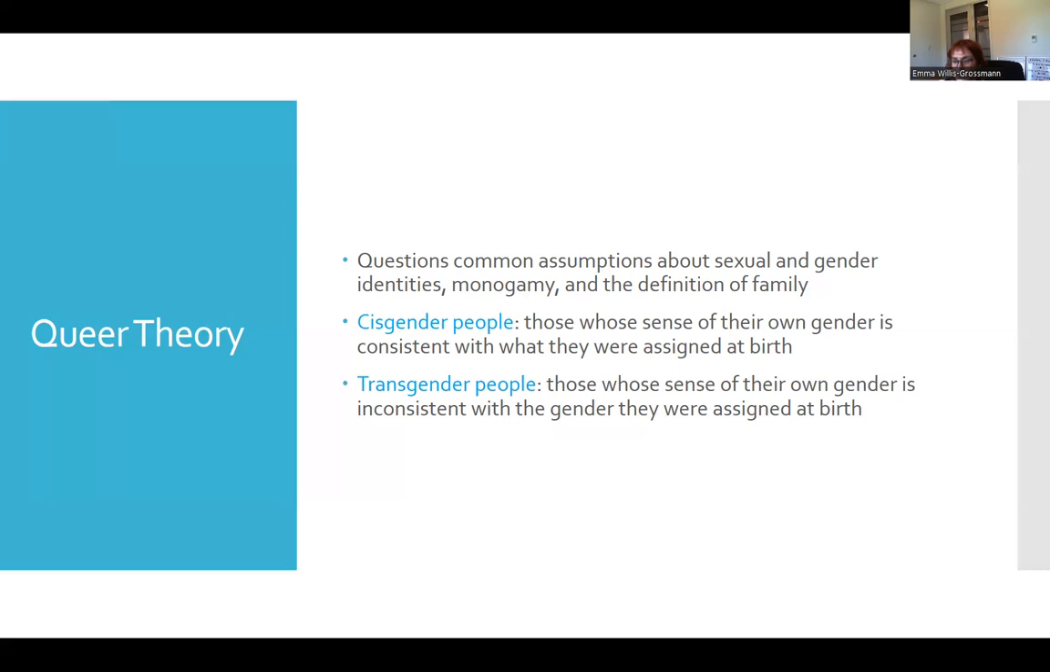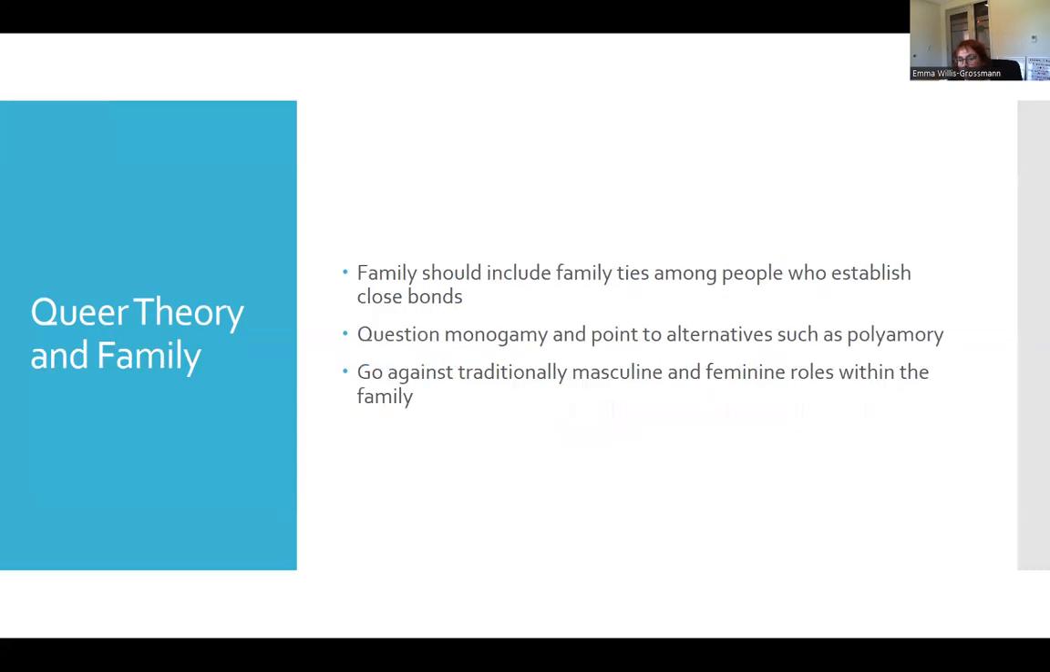they're considered cisgendered. Transgender people are those whose sense of identity, or sense of their own gender, I should say, is inconsistent with the gender that they were assigned at birth. So this can include people who transition from male to female, female to male, or people who identify as non-binary.